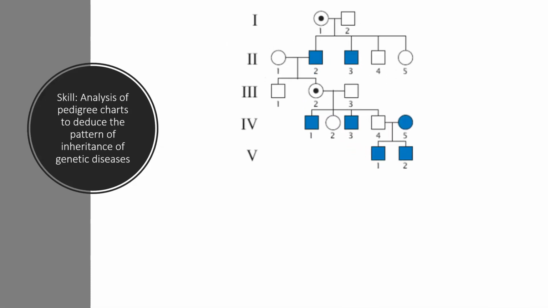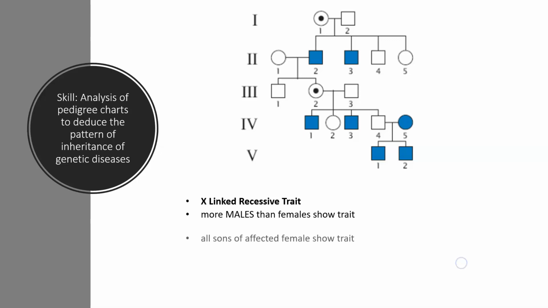Here we've got the dot as the carriers, remember. This is another X-linked, and the mother is a carrier. More males than females show this trait. All sons of the affected female show the trait.